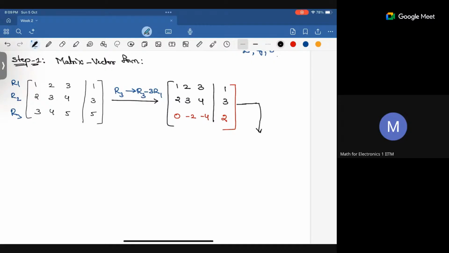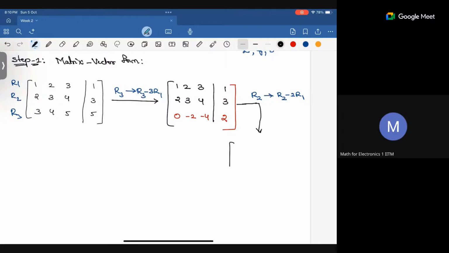I'll write it like this. So now I want to change this row 2 using row operations. So I can do row 2 minus 2 times row 1. Right, because I have 1 here, I have 2 here. So if I multiply 2 to row 1, then if I subtract, 2 minus 2 will become 0.